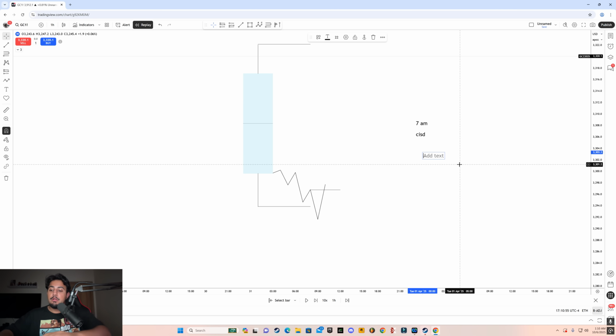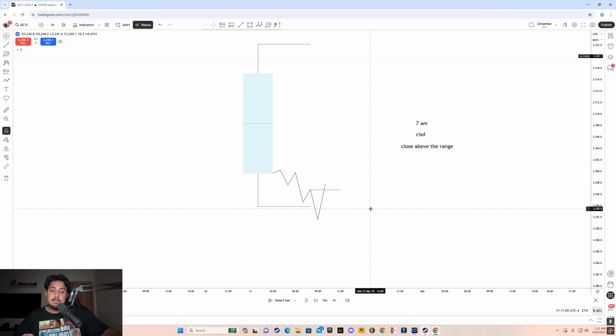Step 2 is closure above the range. Okay, once you have changed the state of delivery, what is range? So this is range low and this is range high. This is the 7 a.m. range, right? Now on the 2-minute time frame, we first need to see a change in the state of delivery. Once we have that, we are looking for a closure back above the 7 a.m. low. So we need to see a closure above that as well. That is then going to confirm that we are set for a long position.